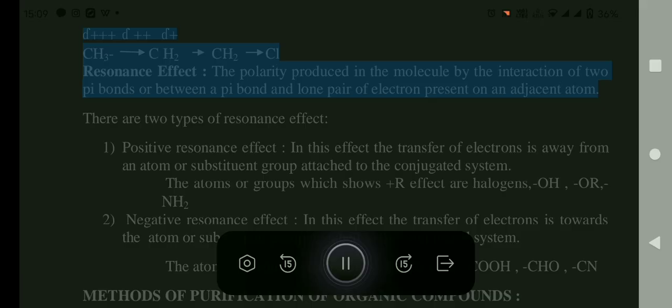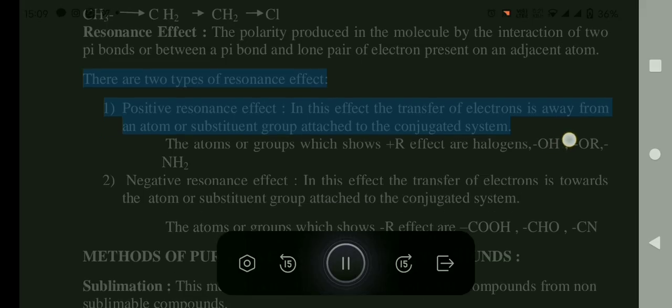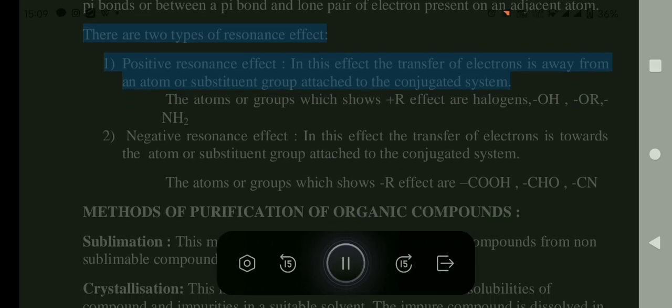There are two types of resonance effect. 1. Positive resonance effect. In this effect, the transfer of electrons is away from an atom or substituent group attached to the conjugated system.